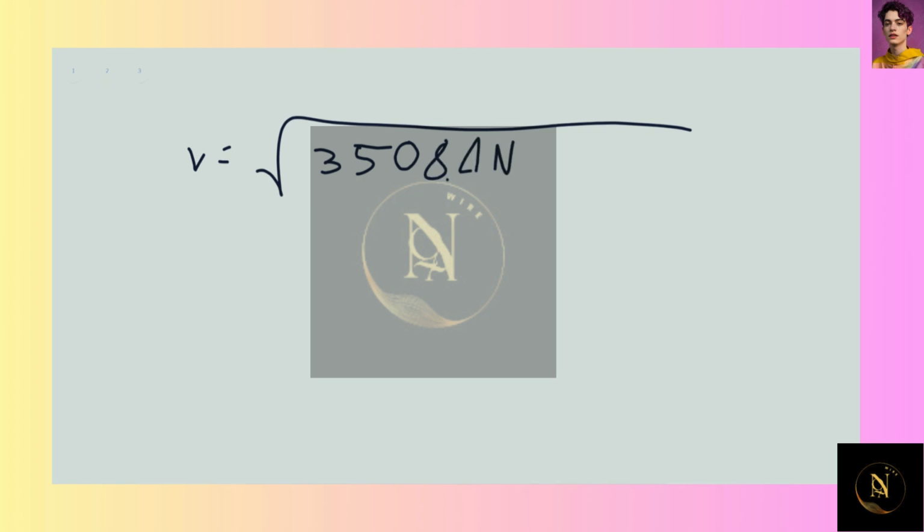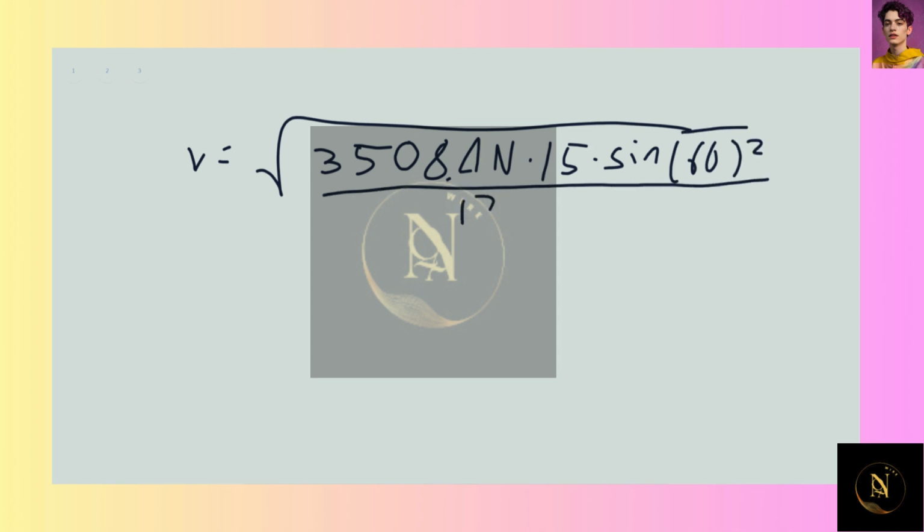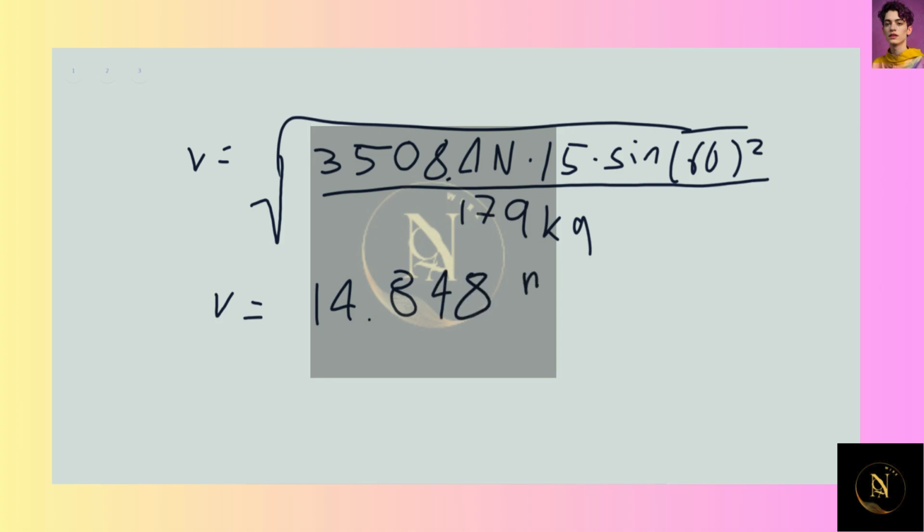5,008.4 newtons, that's our tension, times 15, our length, times sine of 60 squared, all over 179 kilograms. And I'll extend the radical, just to make it clear that 179 is also under there. And when we solve, we get that this is equal to 14.848, and our units work out to be meters per second, which makes sense. And so this is our final answer for part B.